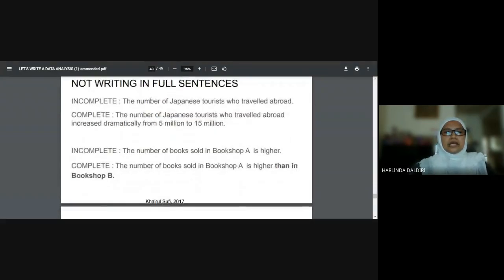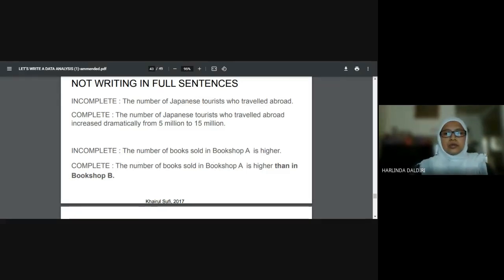Not writing in full sentences. What does it mean? Here you have an incomplete sentence: The number of Japanese tourists who travel abroad. Even if you are listening to me talking, you are waiting for me to finish my sentence. What happened to them? So this is the complete one: The number of Japanese tourists who travel abroad increased dramatically from 5 million to 15 million. So it's longer, but it's a full sentence and you have complete information in that sentence.